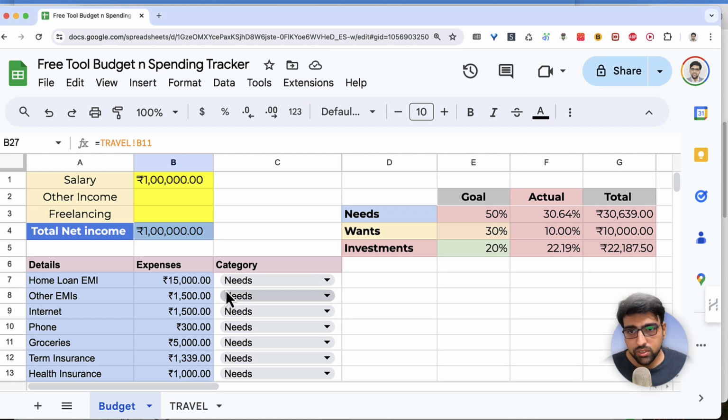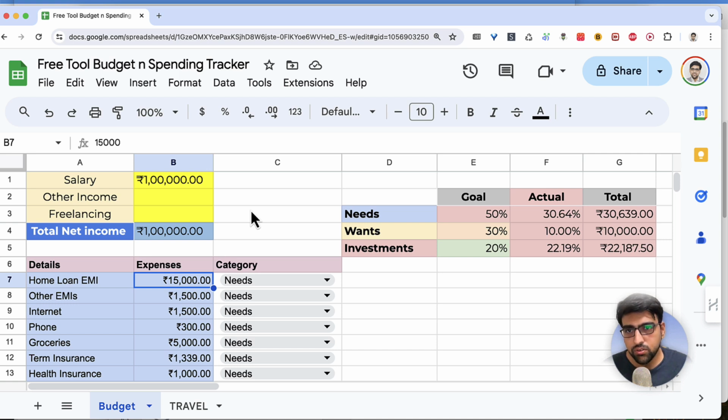Alright, so this is the Google Sheet I was talking about, in which all the cells in yellow are what you are capturing initially in terms of your salary, your in-hand take-home salary. So let us say this is 1 lakh. All these numbers are just for representational purposes, so feel free to change them.